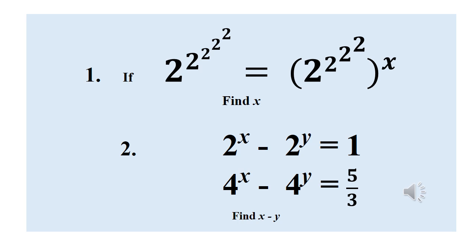We have two questions to be considered. The first question is: if 2 raised to power 2 raised to power 2 raised to power 2 raised to power 2 equals open bracket 2 raised to power 2 raised to power 2 raised to power 2 close bracket raised to power x, we have to find the value of x. Then question number 2: if 2 raised to power x minus 2 raised to power y equals 1 and 4 raised to power x minus 4 raised to power y equals 5 over 3, we have to find x minus y.